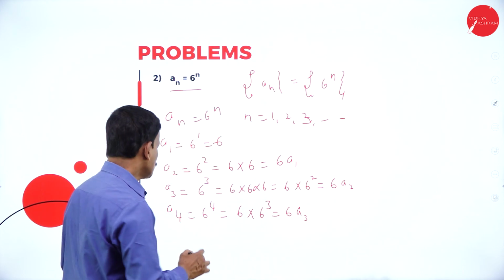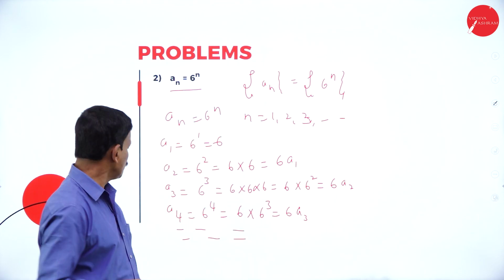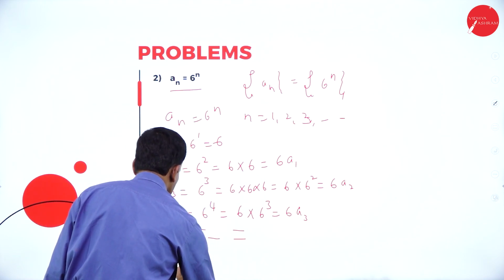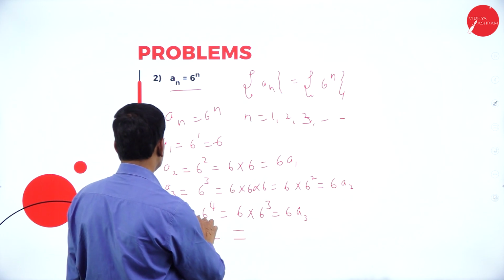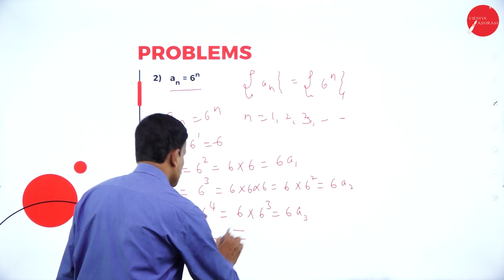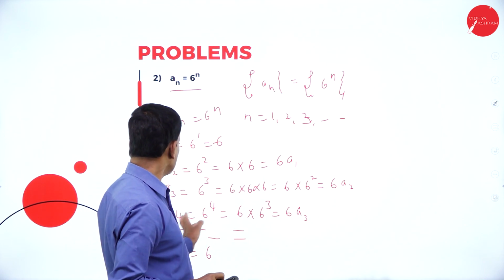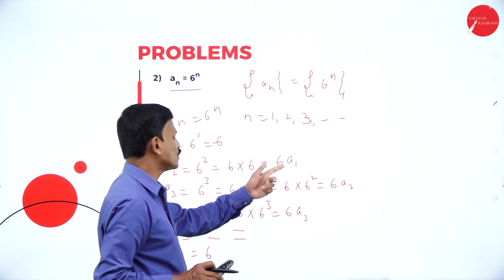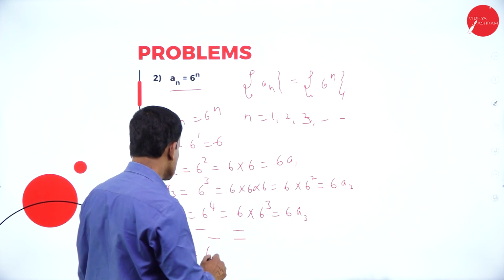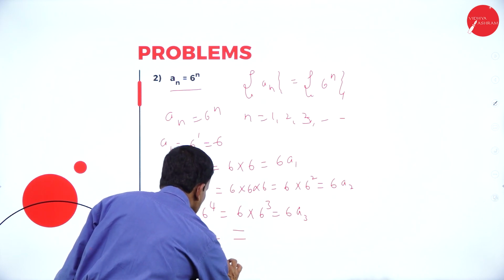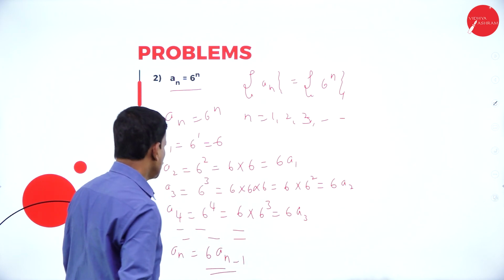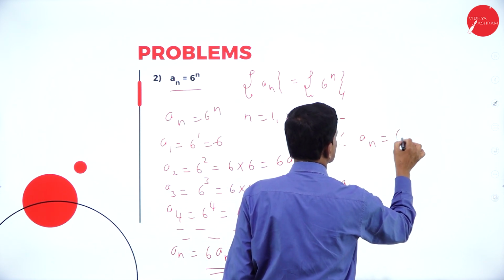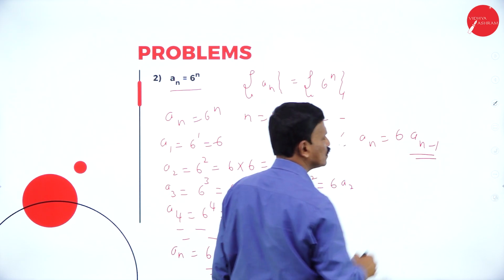So like that, if you substitute the value of n, and so on, if you put n is equal to n itself, then we are going to get an is equal to 6 into a of, if n is equal to 4, then this is 3. If n is equal to 3, it is 2. If n is equal to 2, it is 1. That means the value of n goes on decreasing. So here 6 into a times n minus 1. Therefore an is equal to 6 times an minus 1, right?